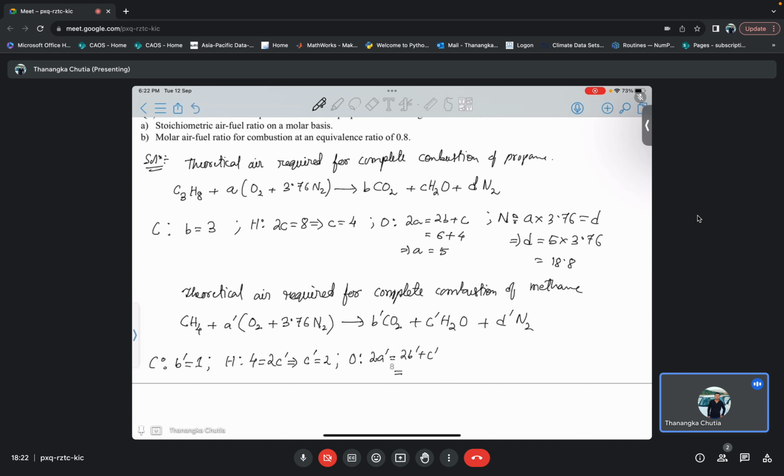Okay, so 2B prime plus C prime is equal to what? 2 into B prime is 2, plus 2, that is 4. Okay, so this implies A prime is equal to 2. And if we do nitrogen balance, we will get A prime into 3.76 is equal to D prime. So what is A prime? 2 into 3.76, that is 7.52.